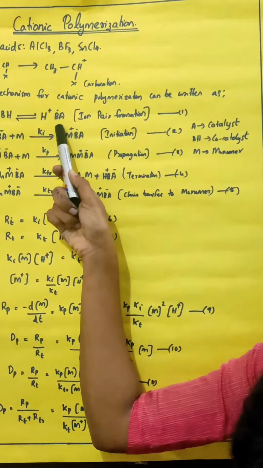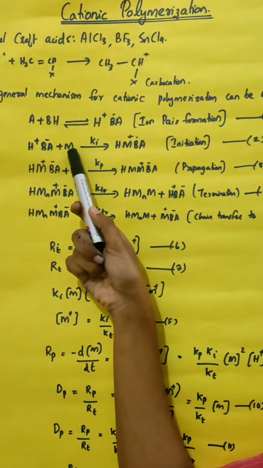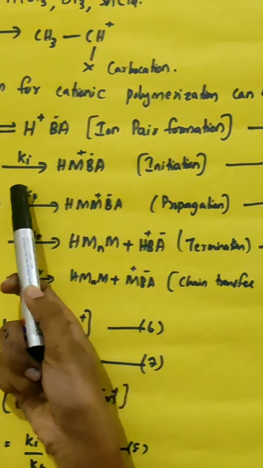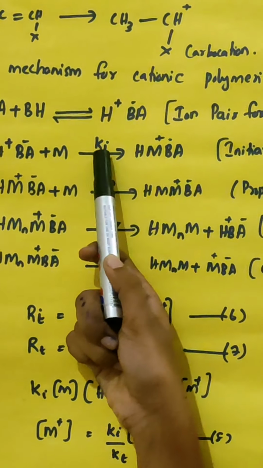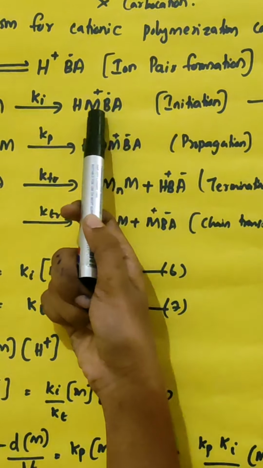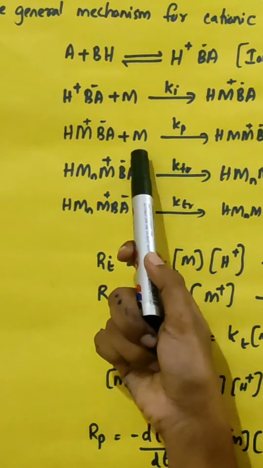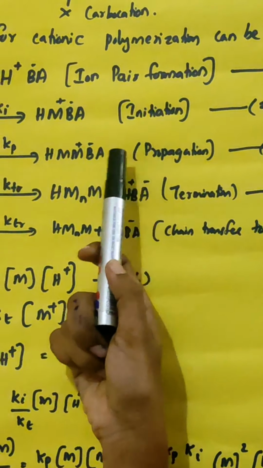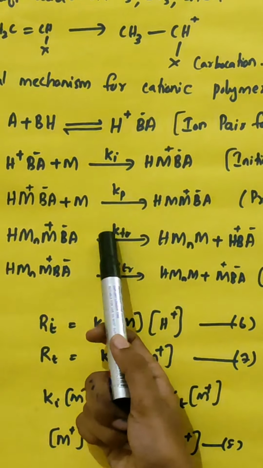This ion pair, or the catalyst and co-catalyst complex, will combine with a monomer to form this complex. That is the initiation step. Here Ki is the rate constant of initiation, or initiation rate constant. Then a complex is formed in the initiation step. Then this complex will combine with another monomer to form this complex, and this is the propagation step. Here Kp is the propagation rate constant.